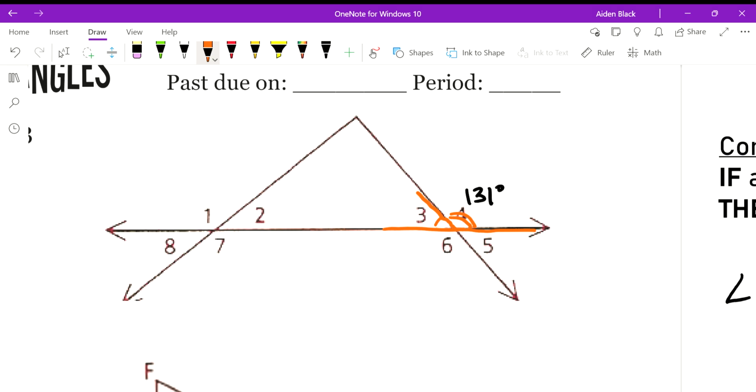So if you want the measure of angle 3, all you have to do is take 180 and subtract out 131. So we get 49 degrees. Okay, so we have the measure of angle 3 now. And what you'll notice is also these lines are crossing here. And when we get lines that cross, we get vertical angles. So we know angle 4 and angle 6 are congruent. So if the measure of angle 4 is 131, the measure of angle 6 must be 131. Same thing with angle 3 and angle 5.